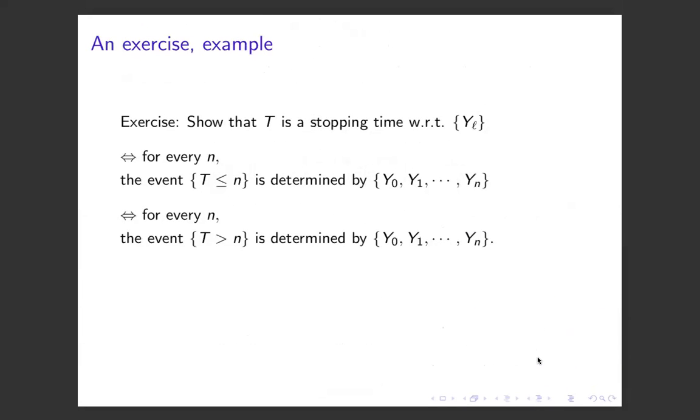A simple exercise: show that T is a stopping time with respect to these Yl's if and only if for every n, the event T less than or equal to n is determined by this. And of course, that is also equivalent to, for every n, the event T strictly greater than n being determined by this.